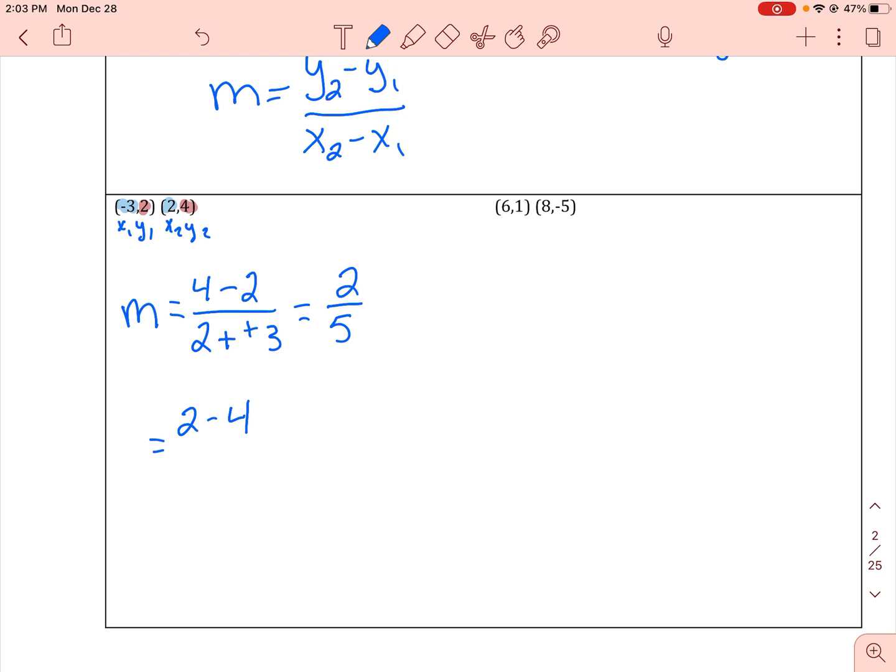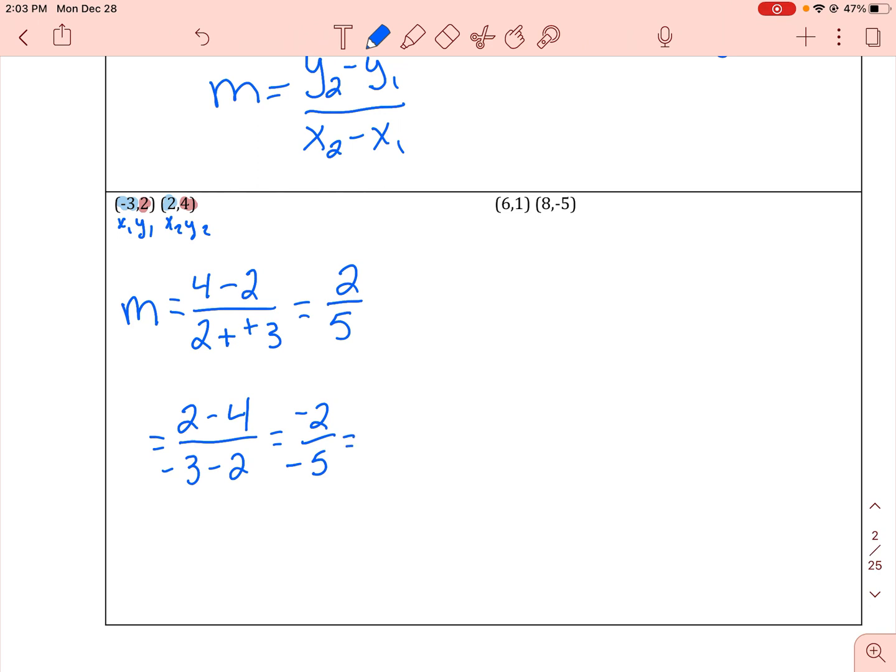So if I flip my y's, if I do 2 minus 4, I have to flip my x's as well, which means I do x1 minus x2. Either way will work. 2 minus 4 is negative 2. Negative 3 minus 2 is negative 5. Again, we have to simplify this completely. Negative divided by a negative equals a positive. So you see you get the exact same answer. You just have to be careful with, you start with the first y on top, you have to start with the first x on bottom.